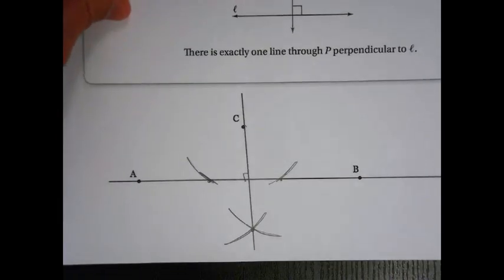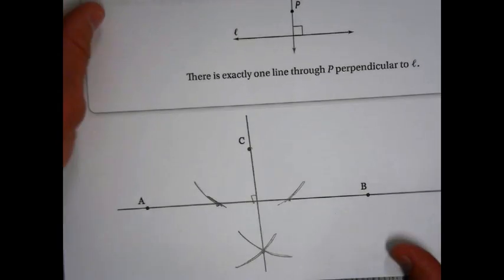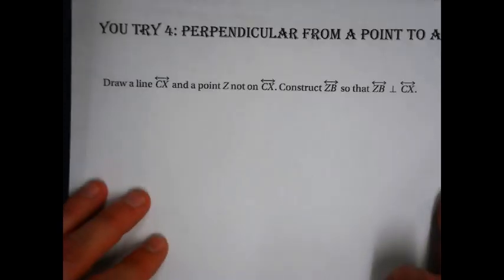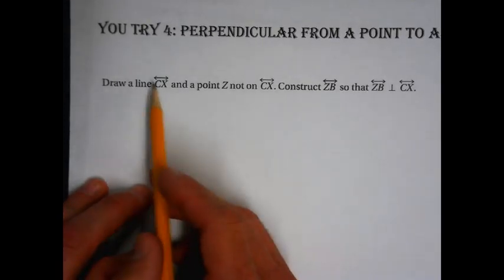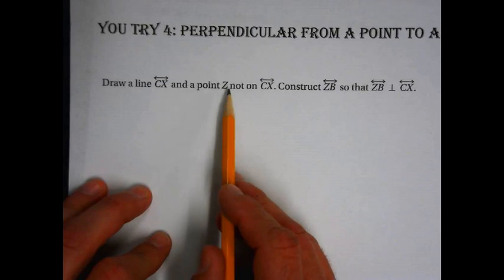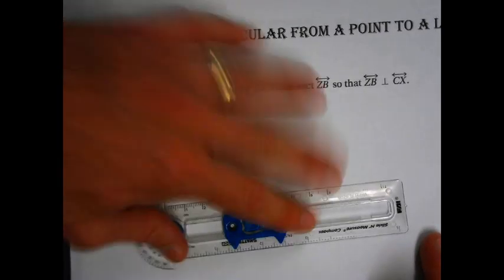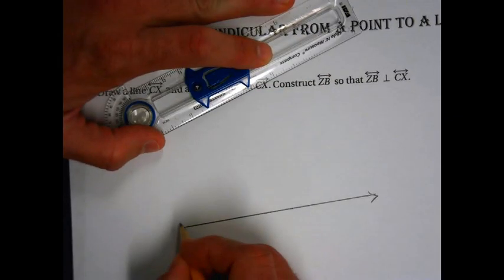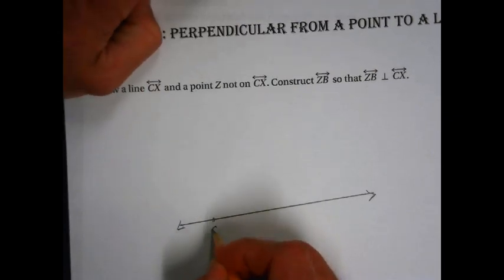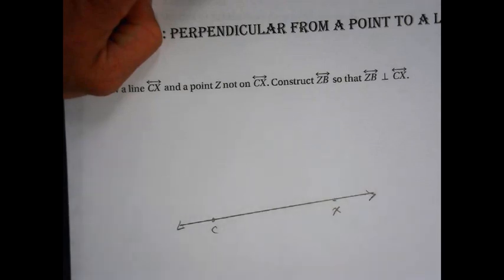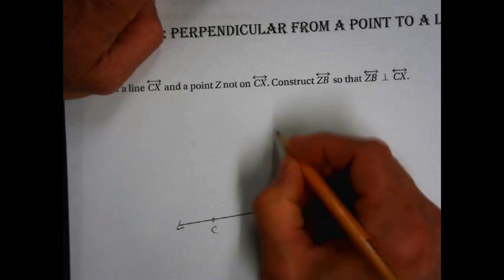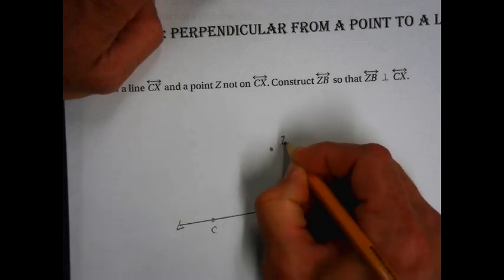So we'll do that again, shall we? Let's take a look at these instructions. Check this out. Here's what the instructions might look like. Draw a line CX and a point Z not on line CX. So we're going to do that. So here's a line, and we'll call it CX. And it says a point Z not on CX. So let's make point Z somewhere up there. So that's what the instructions will look like.